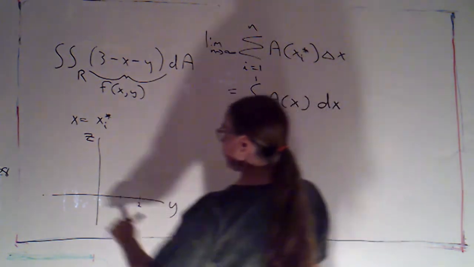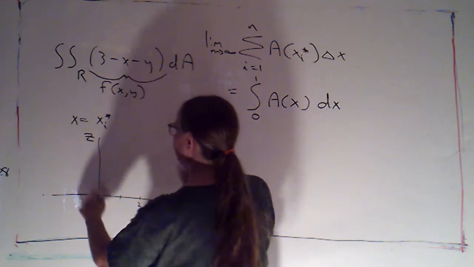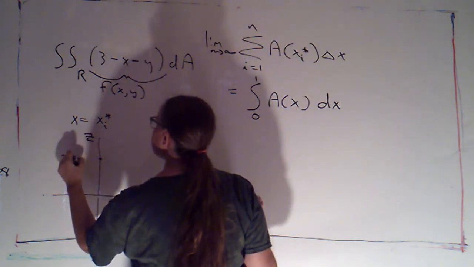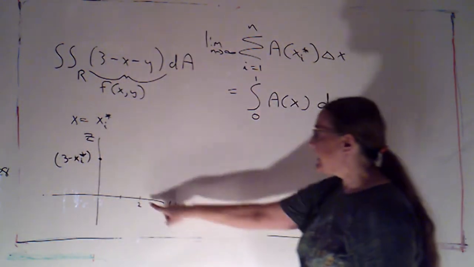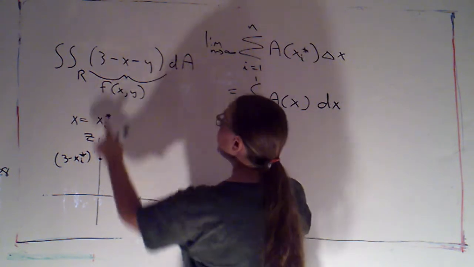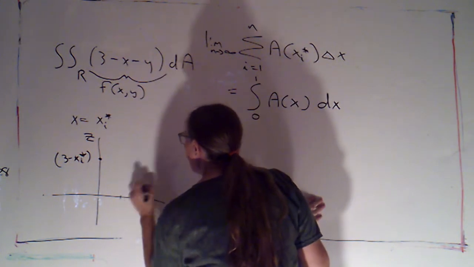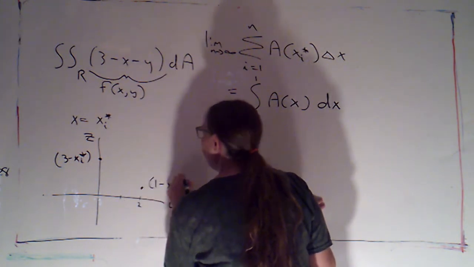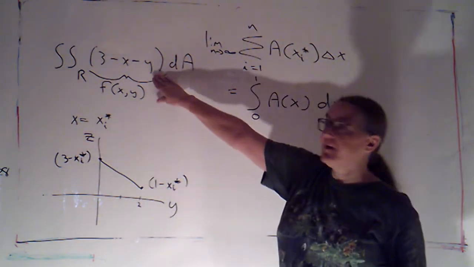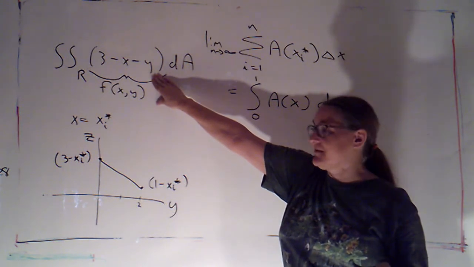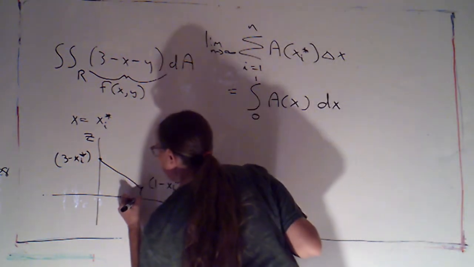So at this point, y is 0, but x is xi star, so I'm getting 3 minus xi star as my height at that point. At this point, I'm taking 3 minus xi star minus 2, so that's going to give me 1 minus xi star. So that's the intersection of the plane z equals 3 minus x minus y with the plane that I get by holding x fixed. So this is my cross-sectional area.